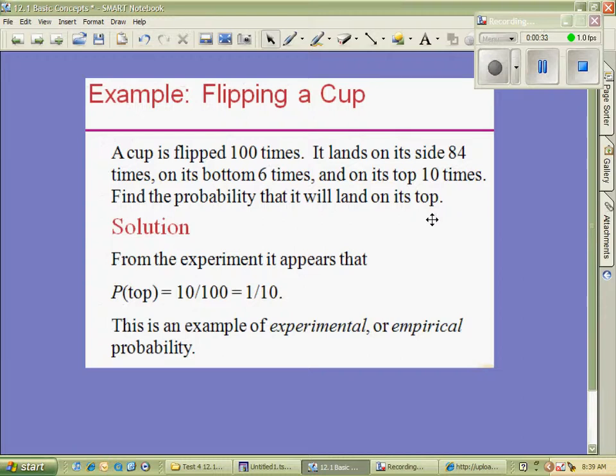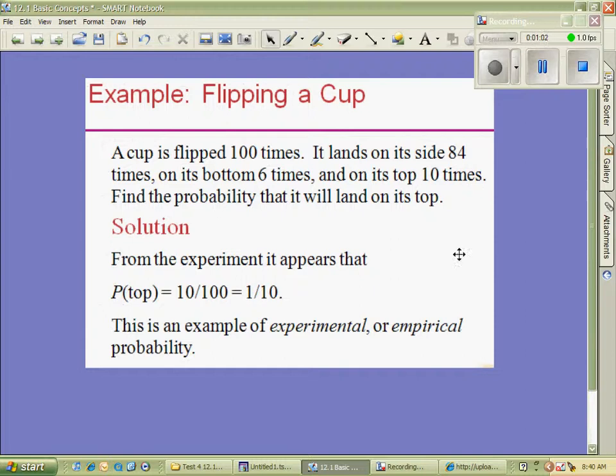If you said that the events are not equally likely, you're exactly right. In this case, we have a situation where there are other factors. We're talking about a cup. It's not equally likely that the cup is going to land on these different ways, because the top is bigger than the bottom, and both the top and the bottom are smaller than the side. So it's not as equally likely that your events are going to occur.